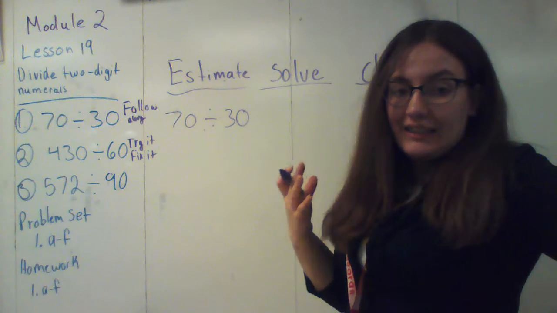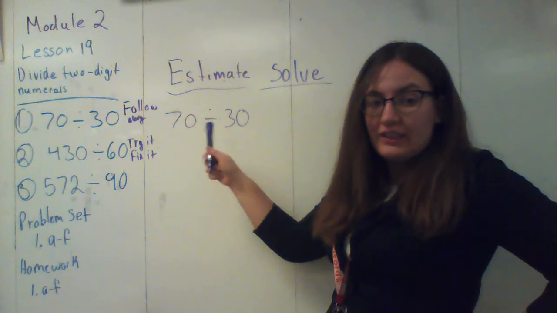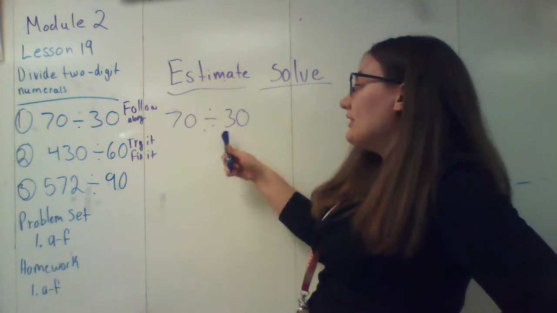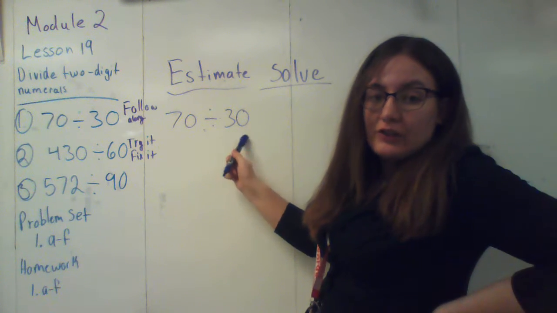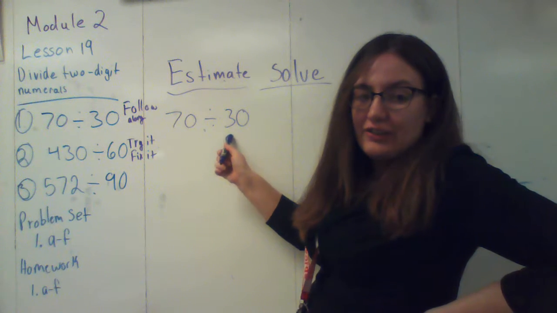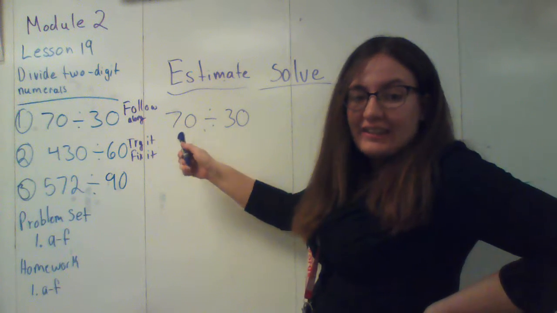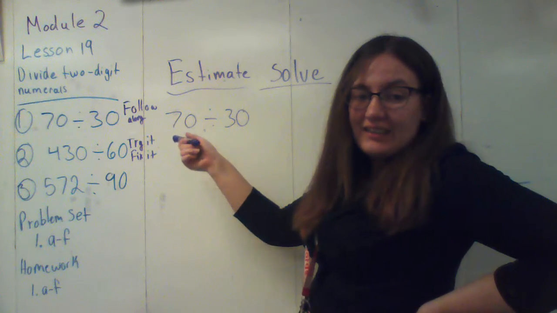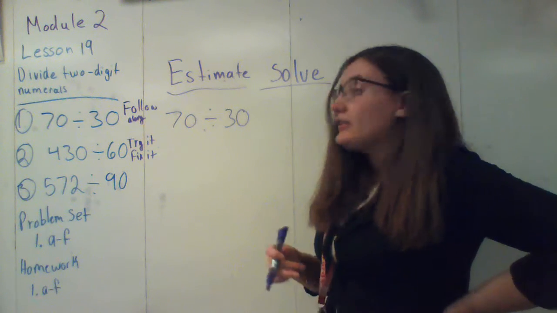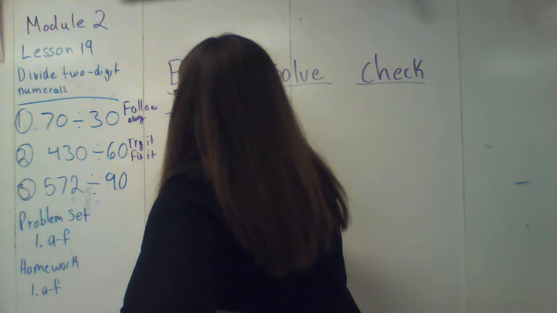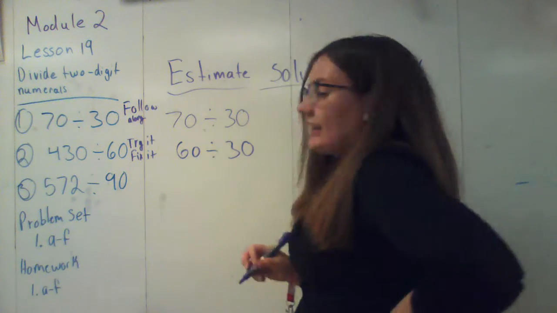Now in this problem, I need to estimate, so that means I need to round these 2 numbers to make it something that I can easily divide. I'm going to keep this 30 the way it is, because if I look at this 3 and think, what are the multiples of 3? I know that 3 times 2 is 6, and then I could just make this into a 60, and then it's easily divided by 30. So let's write that. So I have 60 divided by 30.